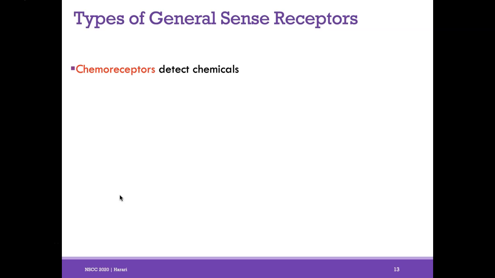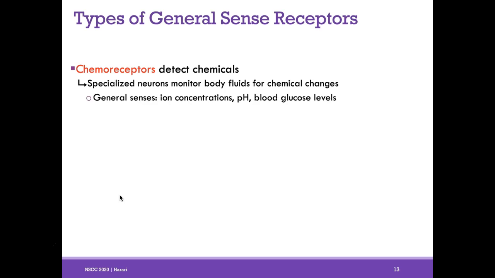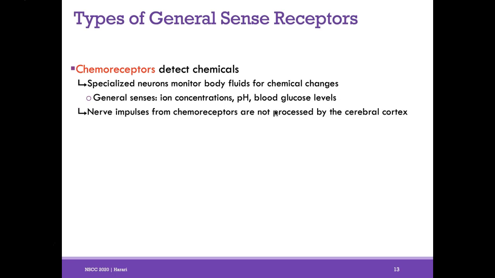Chemoreceptors are receptors that detect chemicals. These are specialized neurons that monitor body fluids for chemical changes like pH. We have special receptors in our brain that detect any pH imbalances. Also, ion concentration: do we have enough sodium? And do we have enough glucose in our blood? So these are all chemoreceptors that respond to chemicals. This also includes odors.